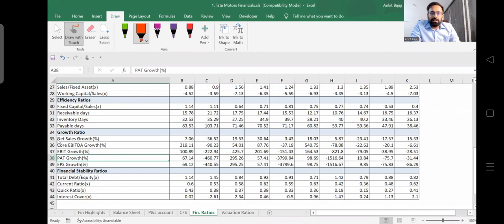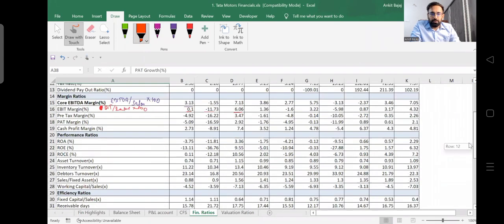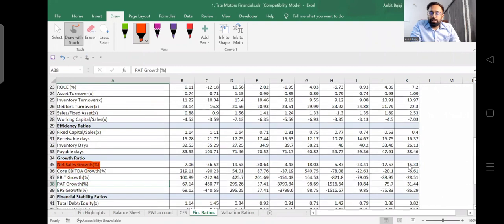Now, the first ratio given is the net sales growth percentage ratio. Every year's growth is given, and I took it from 2012 to 2021. In year 2012, there was a growth of 15.33%. In year 2013, there was negative growth, which means there was a decline in sales of 17.57%. Again, there was a decline in sales in the next year.